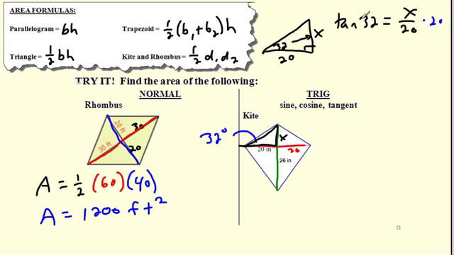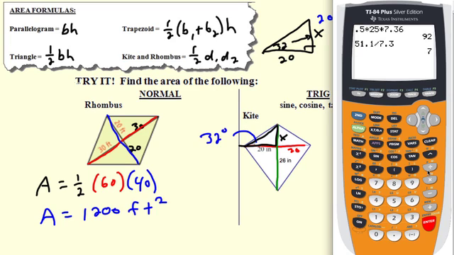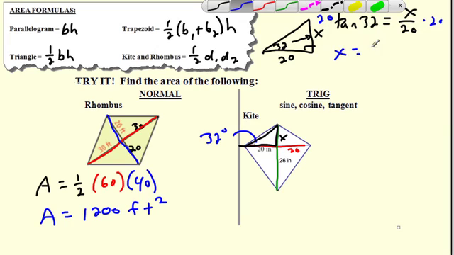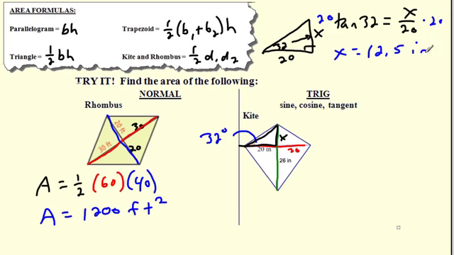To solve this, just multiply both sides by 20. So I'm really saying x is 20 tangent 32. So I'm going to say 20 tangent 32 and hit enter. I've got about, I'm going to round this up. Since the 7 makes that round up, I'll go 12.5. So I'm looking at that as 12 and a half. And if I want to label it, that's inches. But that is just this piece up here. So the 12 and a half is this piece.